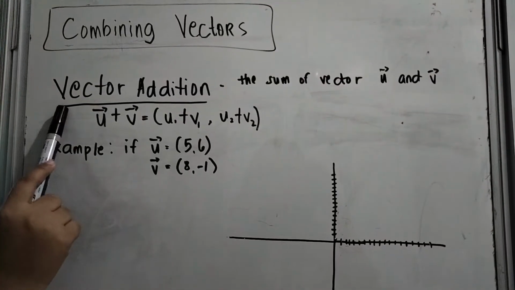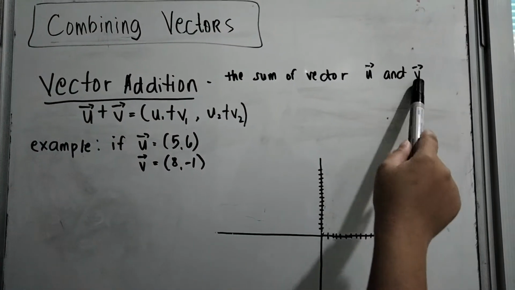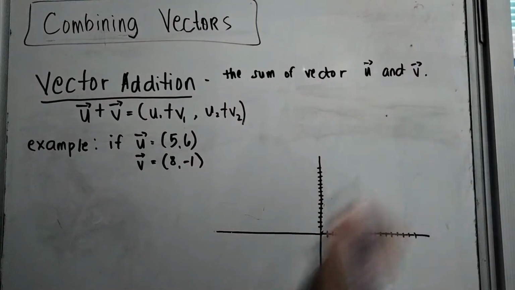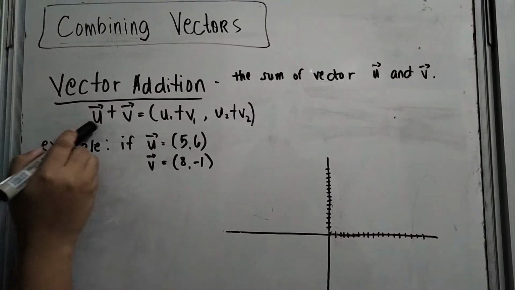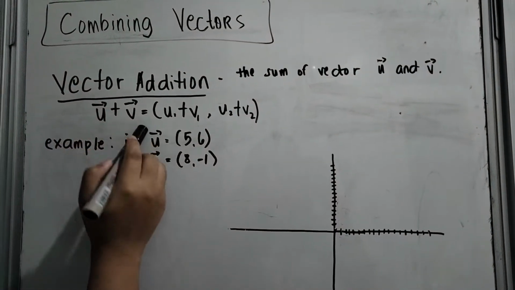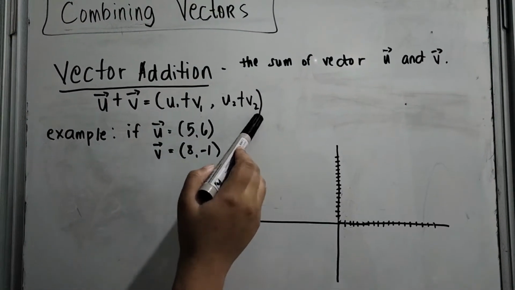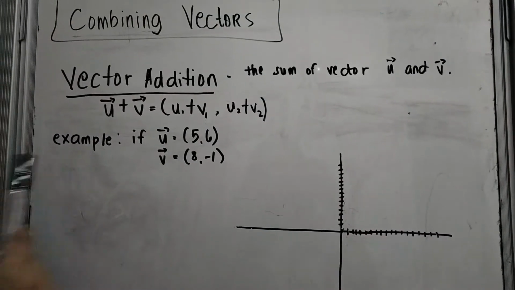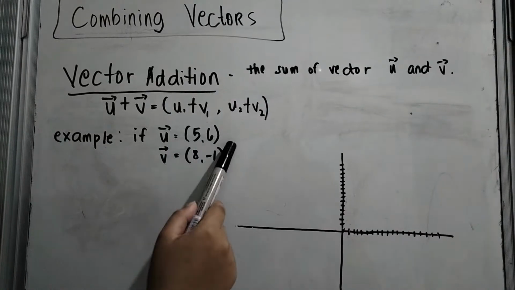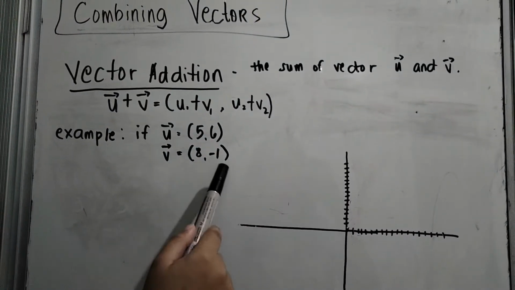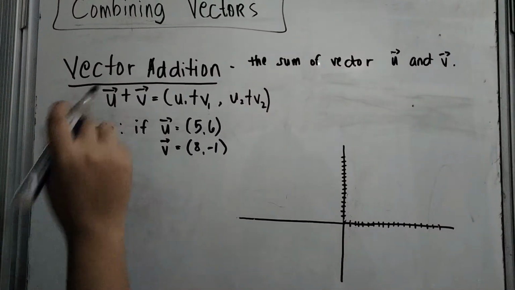For vector addition, it is the sum of vector of u and vector of v. So, this is the formula of vector addition. Vector of u plus vector of v is equals to u sub 1 plus v sub 1 and u sub 2 plus v sub 2. So, let's do example. If vectors of u is equals to 5, 6, and vectors of v is equals to 8 and negative 1, isosolve natin yan using the formula.